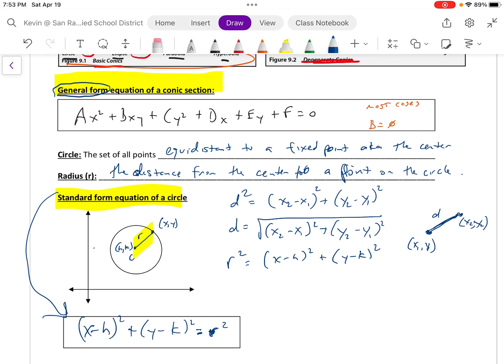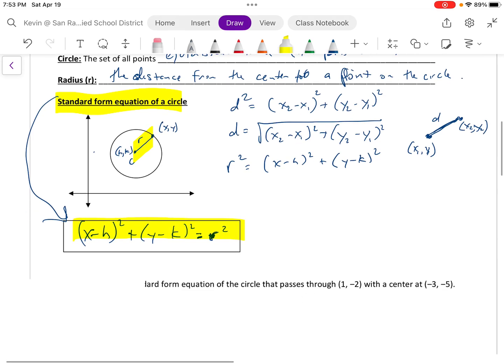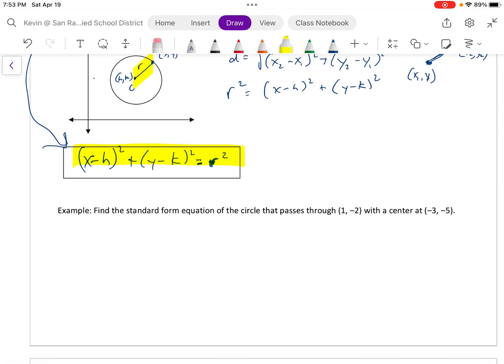Okay, so that is our standard form of the equation of a circle. So if it asks, hey, write the standard form of the equation of a circle, it should look like this. All right, so let's take a look at a couple sample problems.